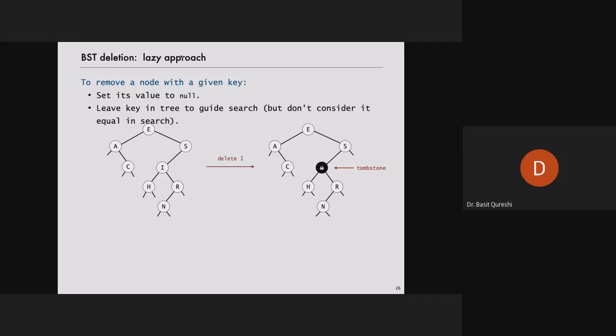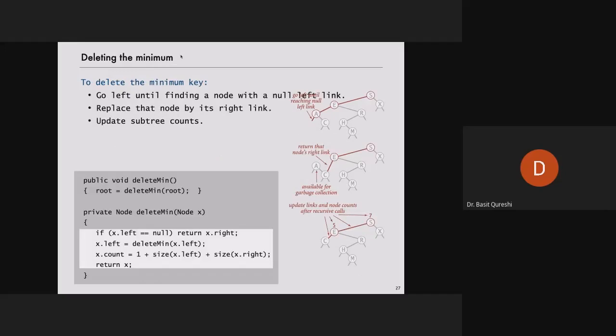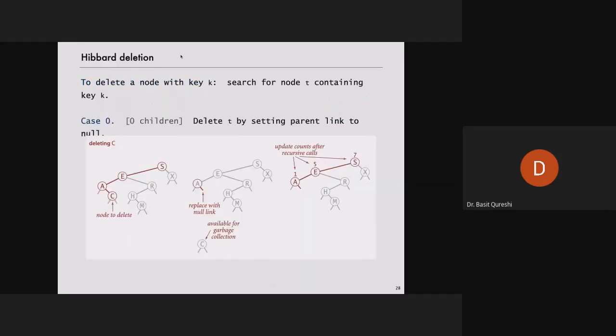It's called the lazy approach, but it's not very efficient because after a while, if you keep removing everything from the tree, your tree still exists, but it's going to contain lots of tombstone values. So this is not a very efficient approach. The other approach, the one that we've just studied now, is called the Hilbert deletion. Formally, it's called Hilbert deletion.